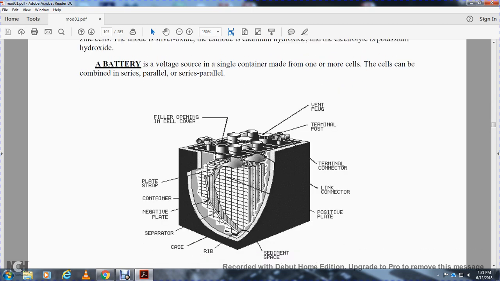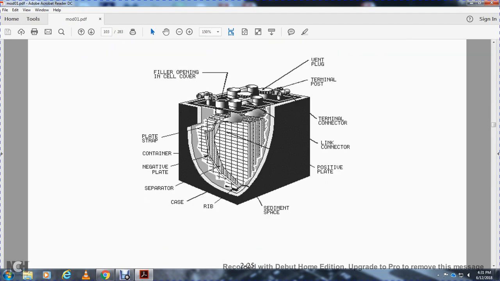This shows the regular battery with a vented plug, terminal post, filler cover, opening cover, plate strap, container, negative plate, separator, case, ribs, positive plate, link kit, connector, terminal connector, and terminal post.